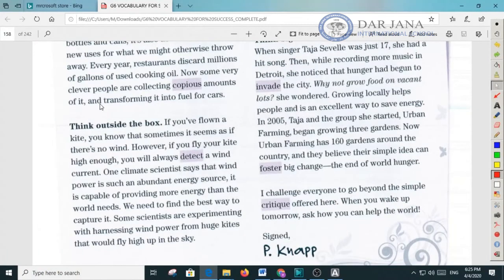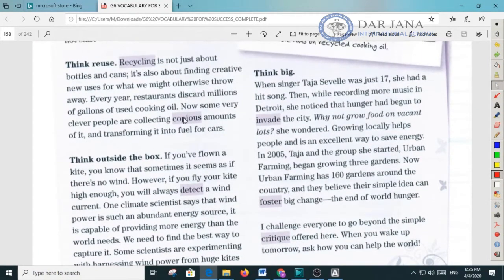So here it says, okay, think outside the box. So one minute, we didn't take the context clues for copious amount. So now some very clever people are collecting copious amounts of it and transforming it into fuel for cars. So what we can say copious is.